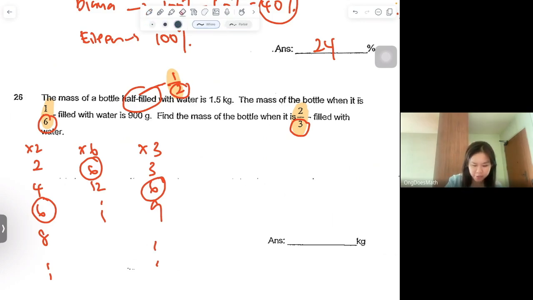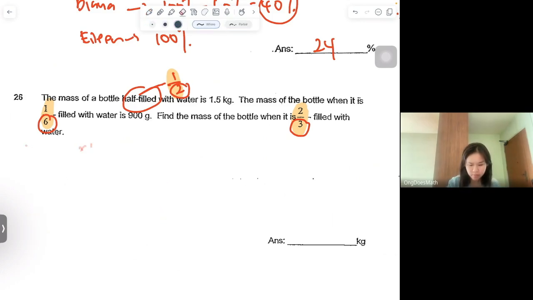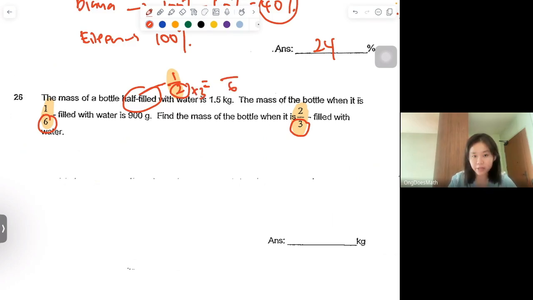So we'll make the denominator to be 6. To make it 6, here must times 3. Bottom times 3, top also must times 3, to even things up. This is already 6. For this, 2/3, to make it a denominator of 6, you times 2, times 2. So it's 4/6. Okay, so now we have all this information.